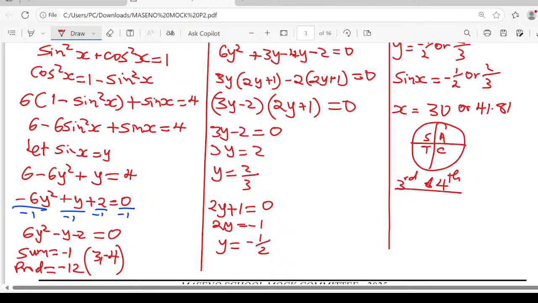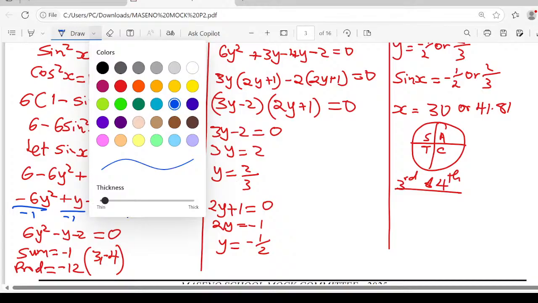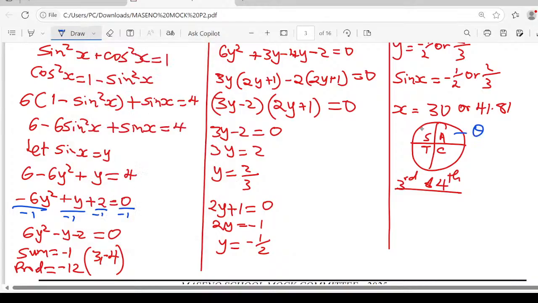In the third quadrant, let me just use a different pen. This one here is theta. This one here is 180 minus theta. This one here is 180 plus theta. Then this one here is 360 minus theta. So when sine is negative, I'm talking about this negative, our x value is 30. So in this one here, it will now be 180 plus 30, that will be 210.